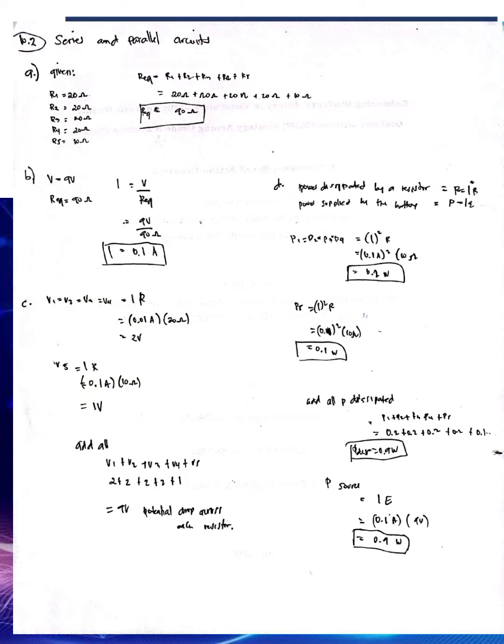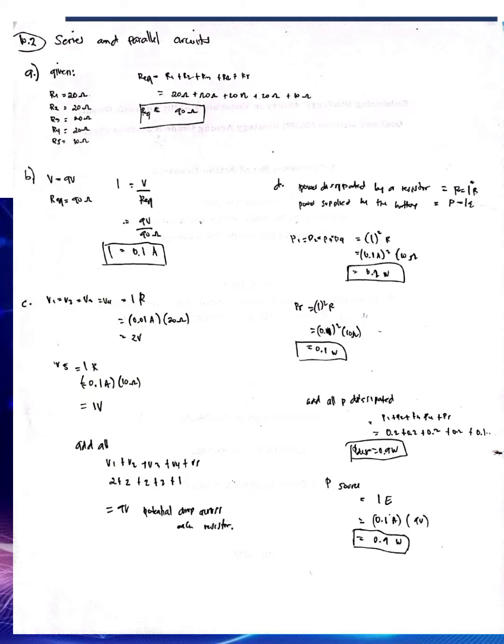For B, calculate the current through each resistor. Given a voltage of 9 volts and a resistance of 90 ohms, with the equation of current equals voltage divided by resistance, we substitute 9 volts divided by 90 ohms. So we get a current of 0.1 amperes.